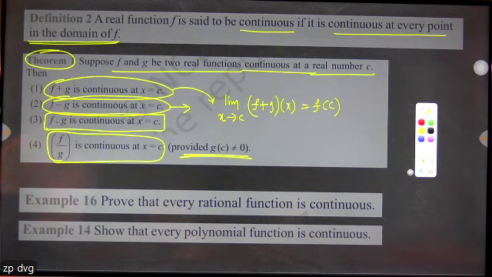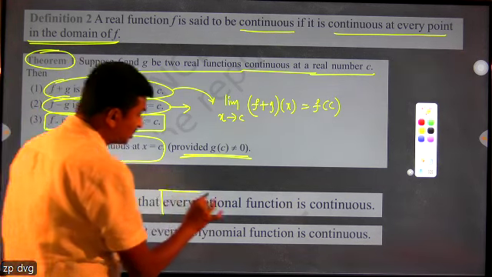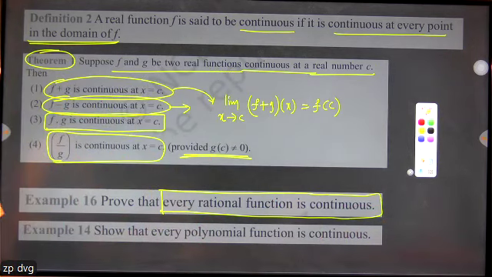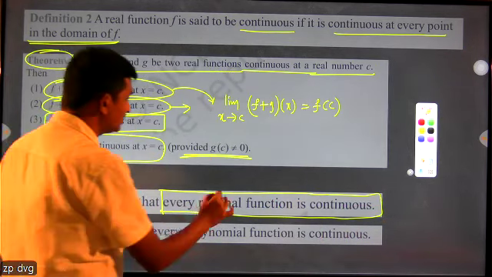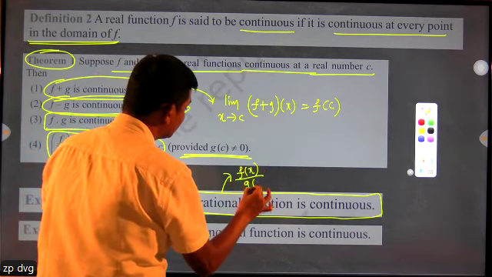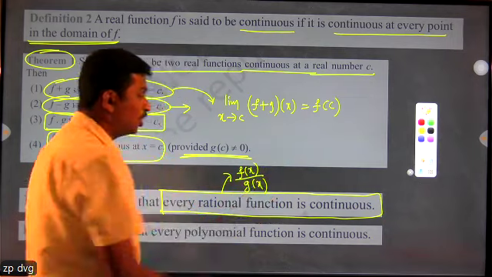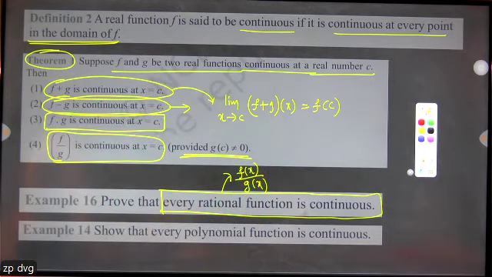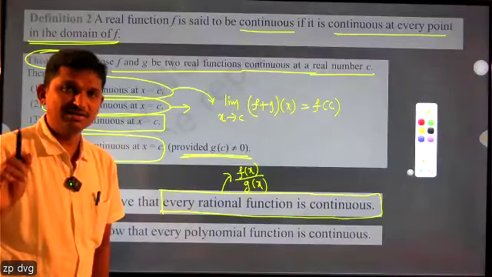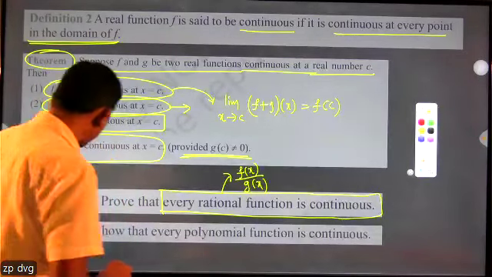And next, important: every rational function is continuous. Every rational function is continuous. Rational function means a function in the form of f of x divided by g of x, where f of x is a polynomial and g of x is a polynomial. And one more important point is that continuity is always meaningful when we discuss it in its domain. Okay.